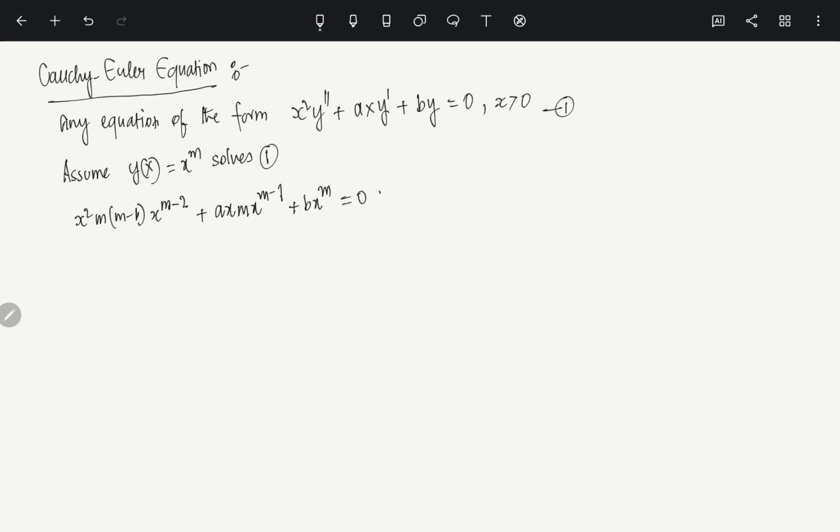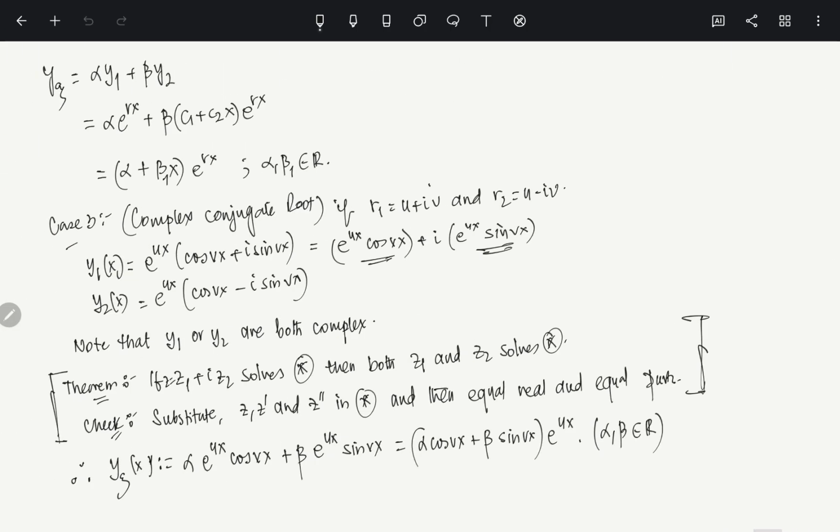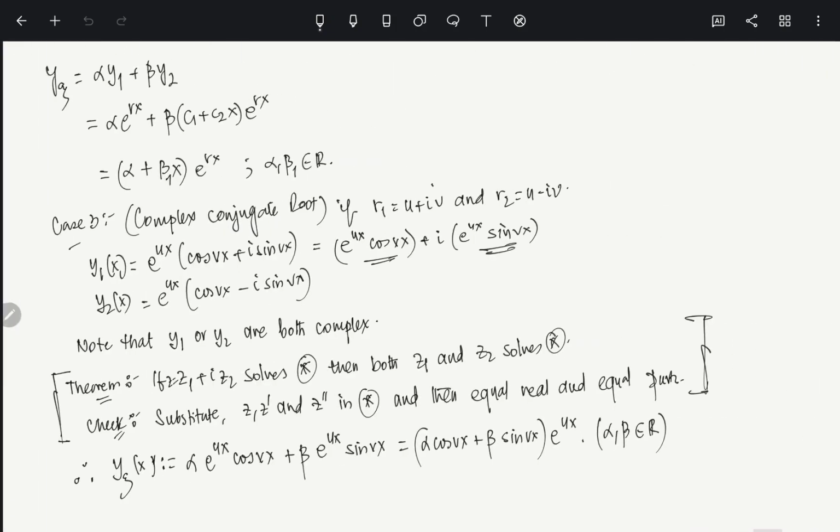This is what we are going to get, and that will imply m(m minus 1) plus am plus b is equal to 0. We get this because x power m, with x assumed to be positive, is never going to be 0. Now again, this is nothing but a quadratic equation, which will again have 2 roots. So exactly the same sort of thing will happen as what we did here.